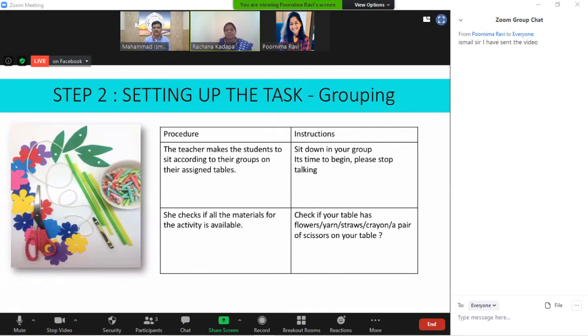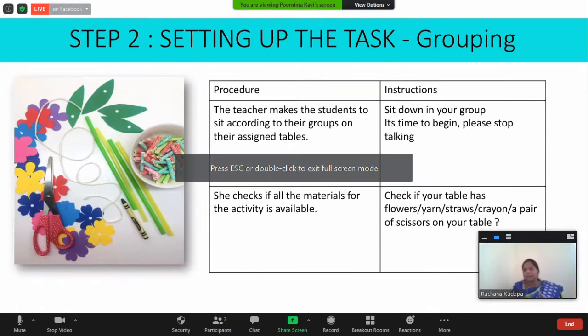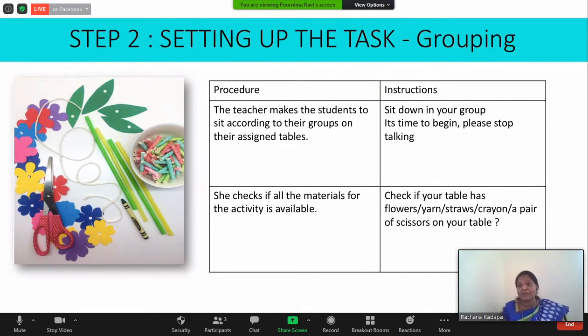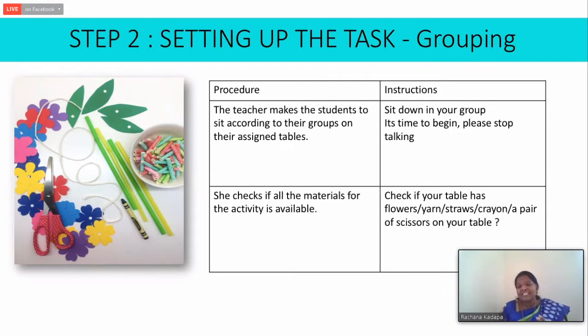So here for step 2, setting up the task. After the puppet show, Vijay asked Devi to make 2 garlands out of 23 flowers. And she doesn't know how to count the numbers. She requests the students to help her. So students will help her in counting the numbers. And he also gave so many instructions to make the garlands. He said that after every 5 flowers, you have to keep 1 leaf. So these are the instructions Devi got, and she requested the students.